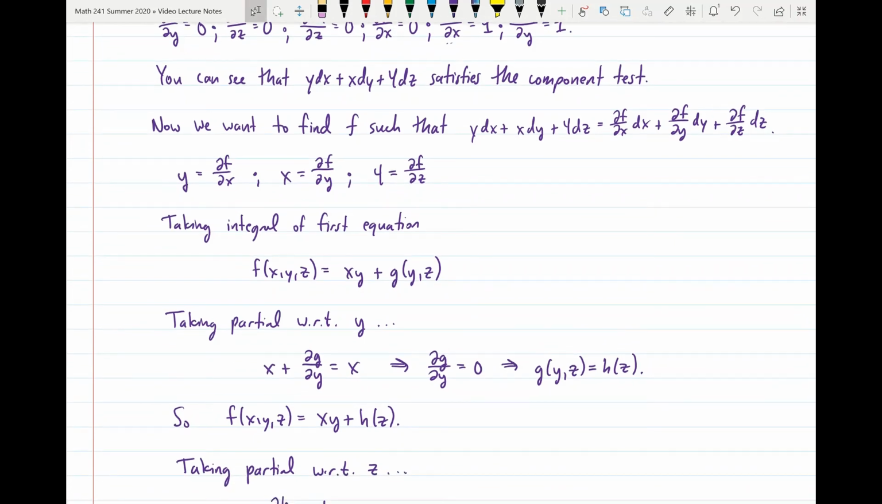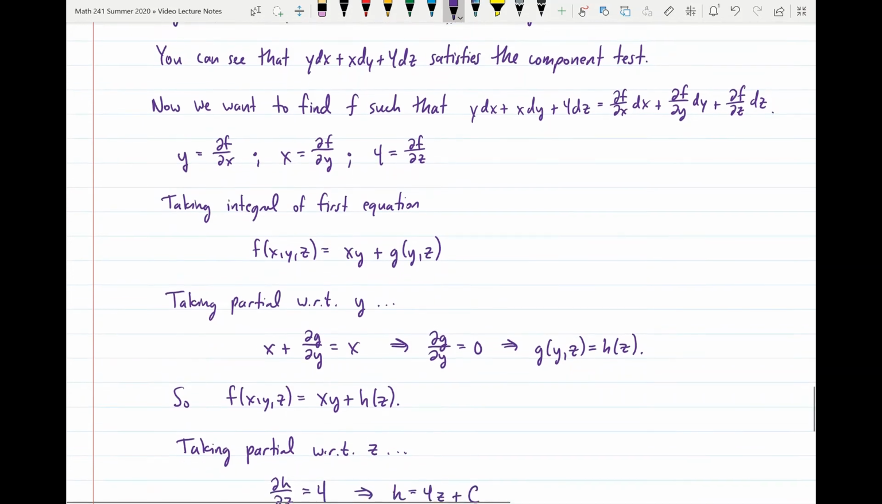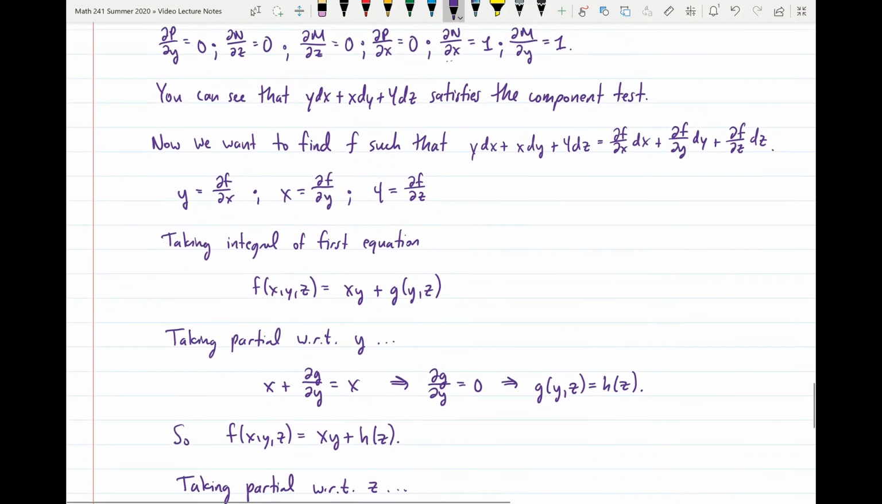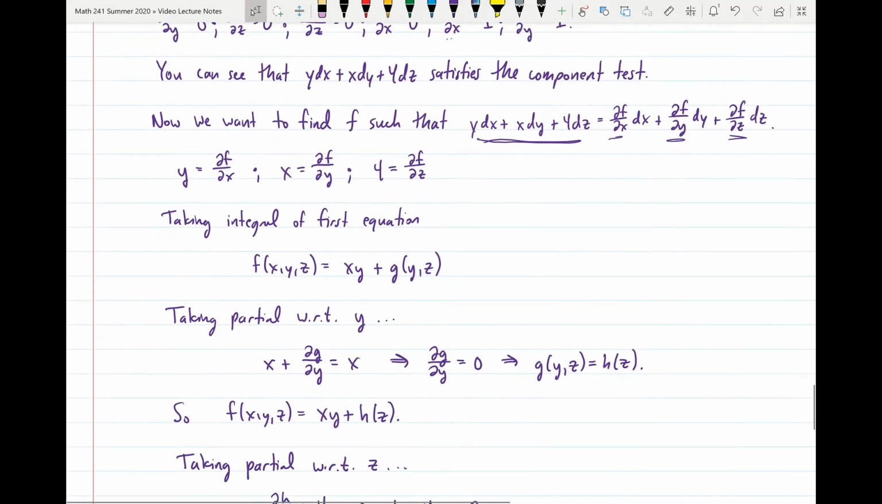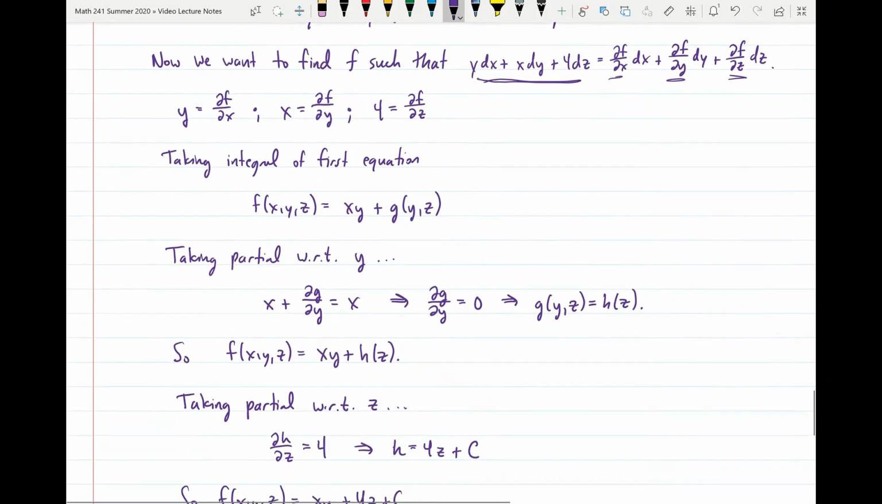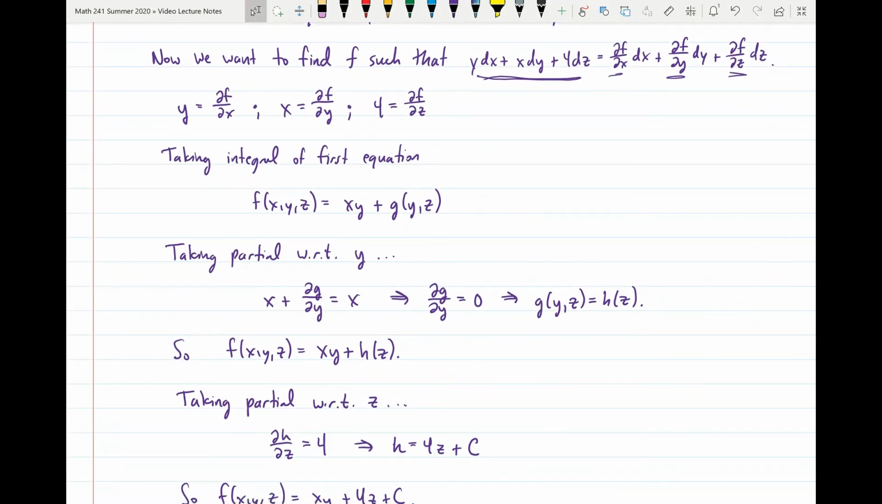And this process here will be very similar to the process we used previously to find potential functions for vector fields. So we want to find a little f such that our differential form is equal to partial x dx plus partial y dy plus partial z dz, really just meaning that y is equal to partial x, x is equal to partial y, and 4 is equal to partial z. And here's where the process becomes very similar.